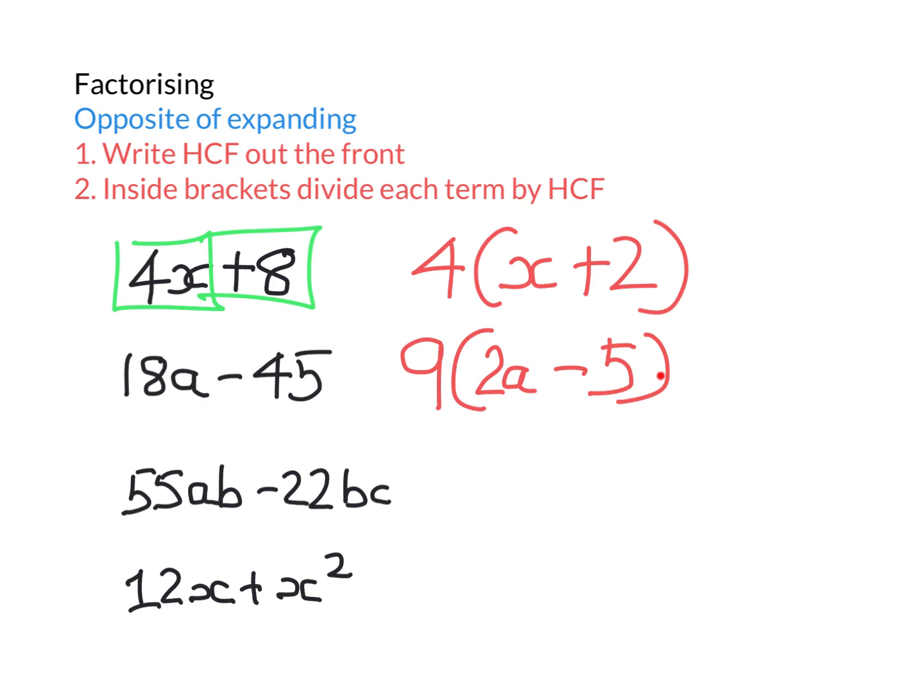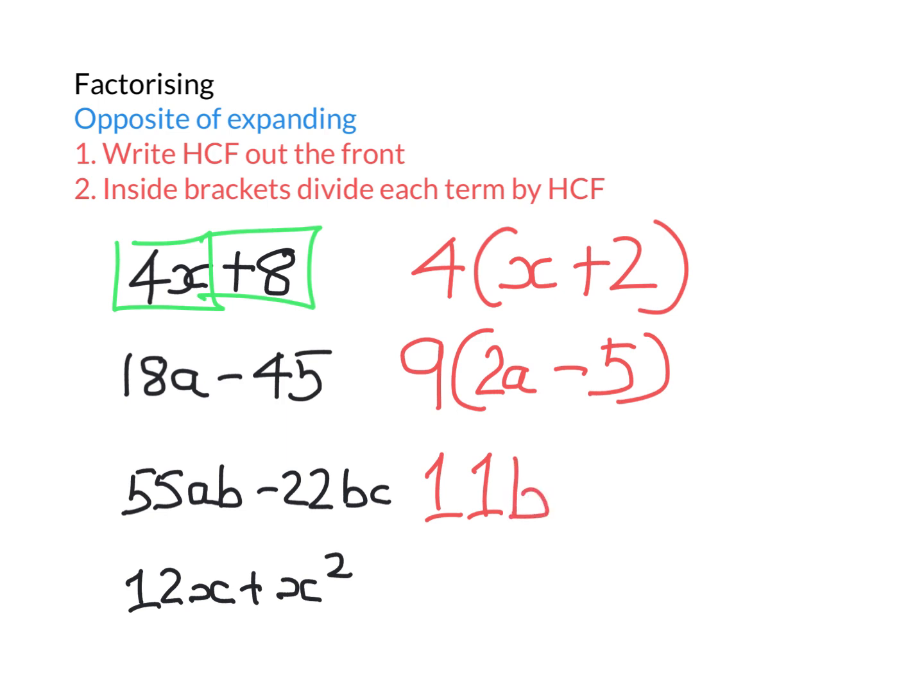Once again, if I expand this, I get what I started with. So this one here is a little trickier, but we can still do it. Highest common factor of 55 and 22 is 11. But there's also something else common. So common means shared, means they both have it. For example, if you and I both like maths, we have that in common, something we both share. This term and this term also share, they both have a b. So b goes out the front.